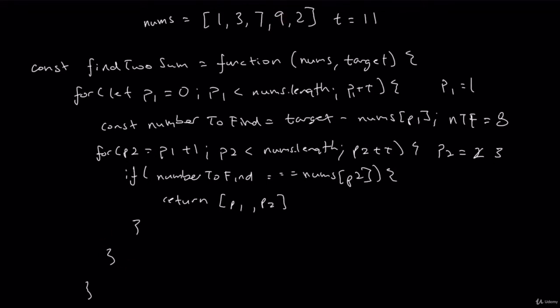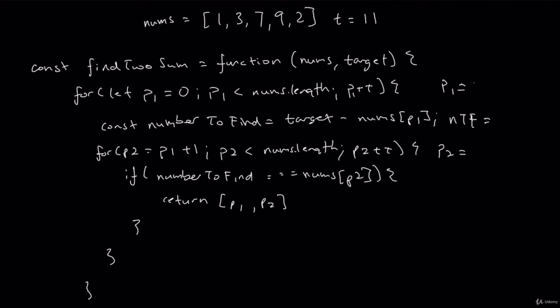So therefore we hit the end of the loop. We increment P2 again to 4. Now that P2 is at 4, is 8 equal to 2? No, it's not. So we are now going to increment P2 again. Once again, 5 is not lesser than 5, which is the nums.length. So we hit the end of this for loop, we exit out of it, we hit the end of this for loop, and once again, we increment P1.